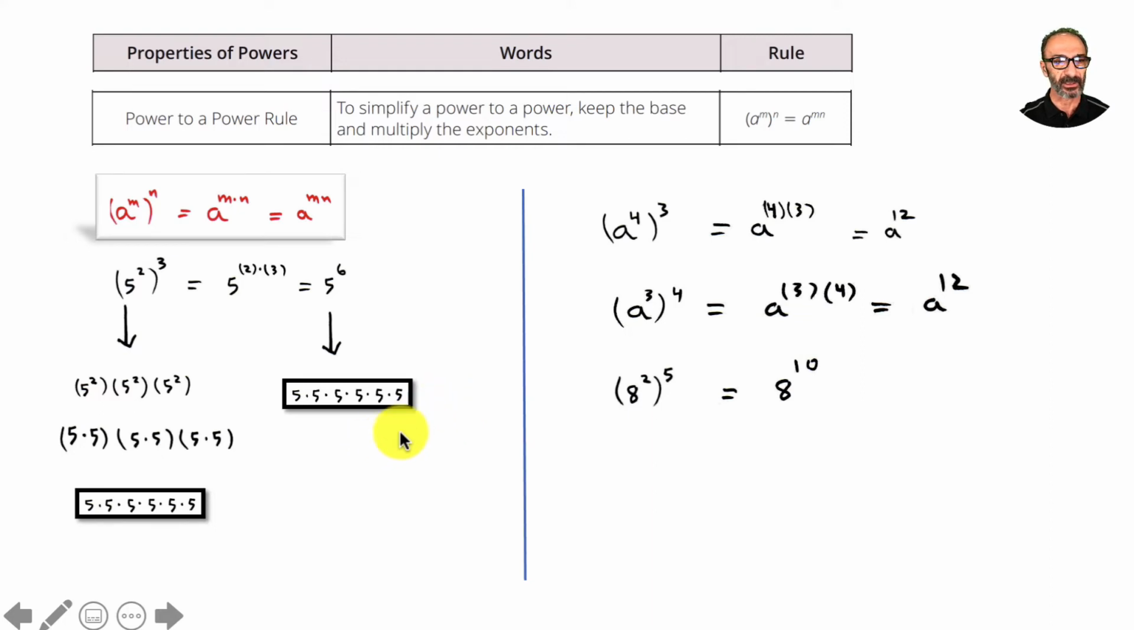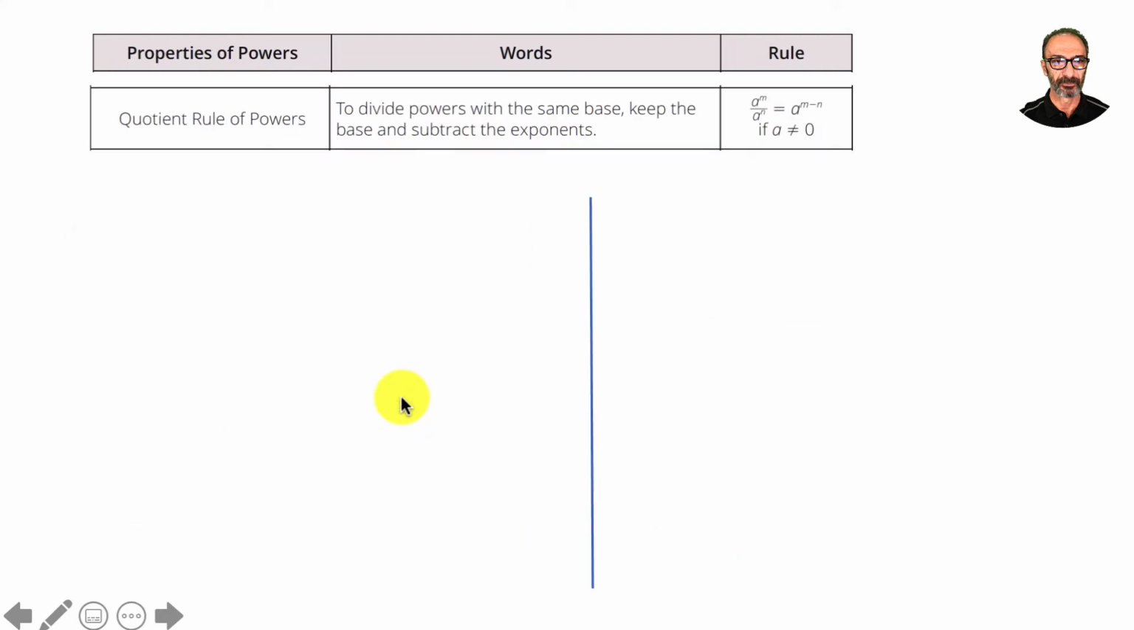I wrote it earlier. So 10 to the power 6 to the power 6, again, that's 10 to the power 36. One more, 7 to the power 5 to the power 3 will be 7 to the power 5 times 3, which is 15. Let's go to the next rule.